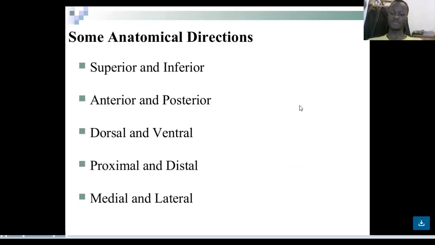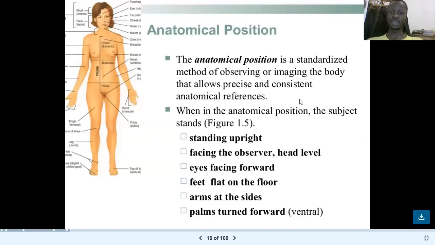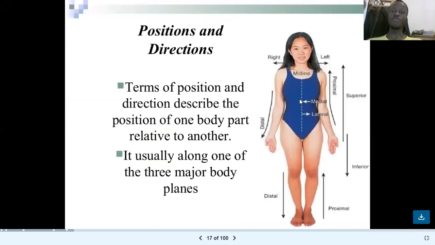If I'm to use a clearer picture, movements that are going to be away from the median sagittal plane, this one, those are lateral movements. Then movements that are going to move towards this median sagittal plane, which I will describe shortly, those are medial movements, right?